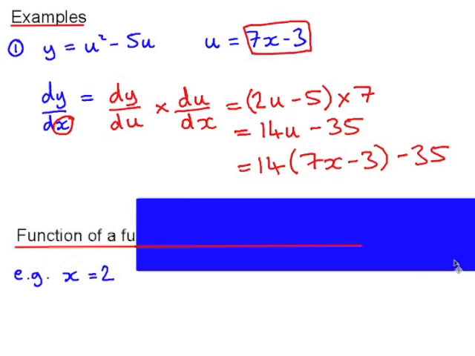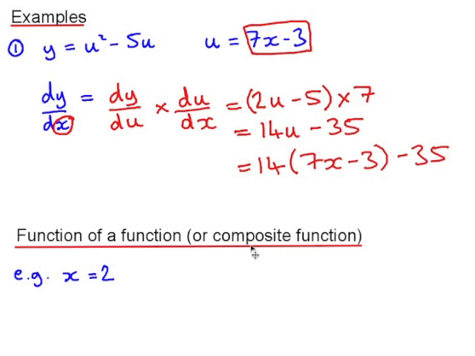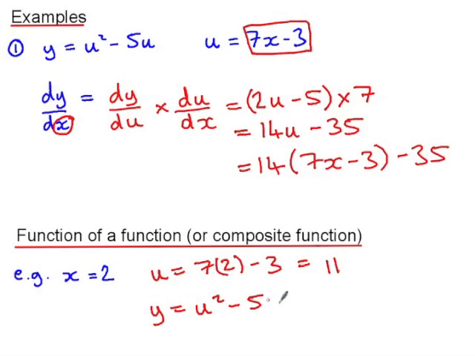Now just a note here on function of a function or composite functions. If I want to find y when x is 2, I first need to find u and then substitute u into y. So given that x is 2, we'll use the same functions as before. U is 7x take 3, 11, and then to find y I need to square u and subtract 5u, 66.